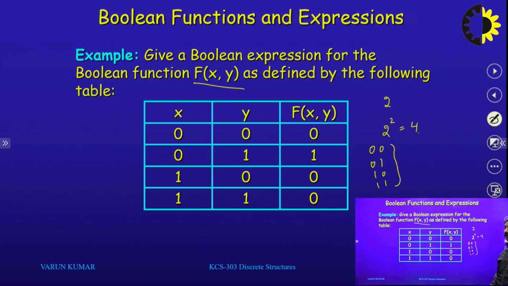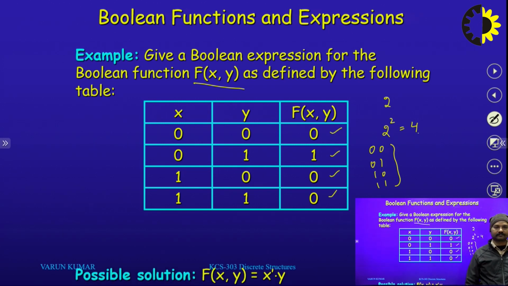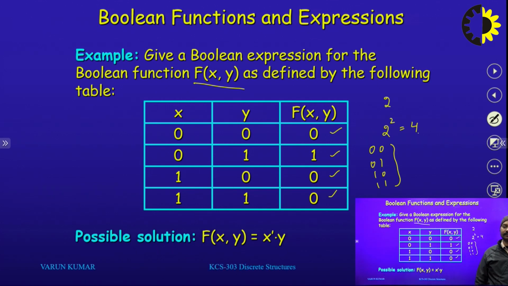For every combination of inputs, we calculate the value of the function which depends upon x and y. So these values come 0, 1, 0 and 0. So our possible solution is x bar y. It is written in sum of product. We will discuss this later.